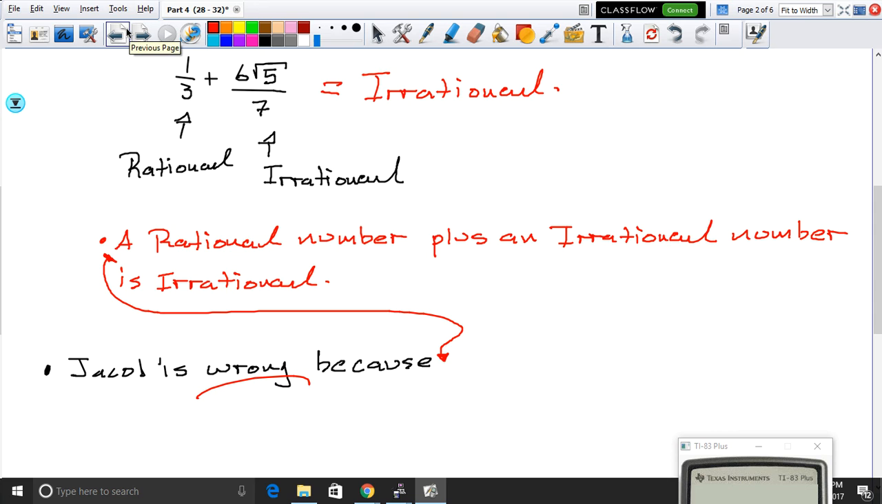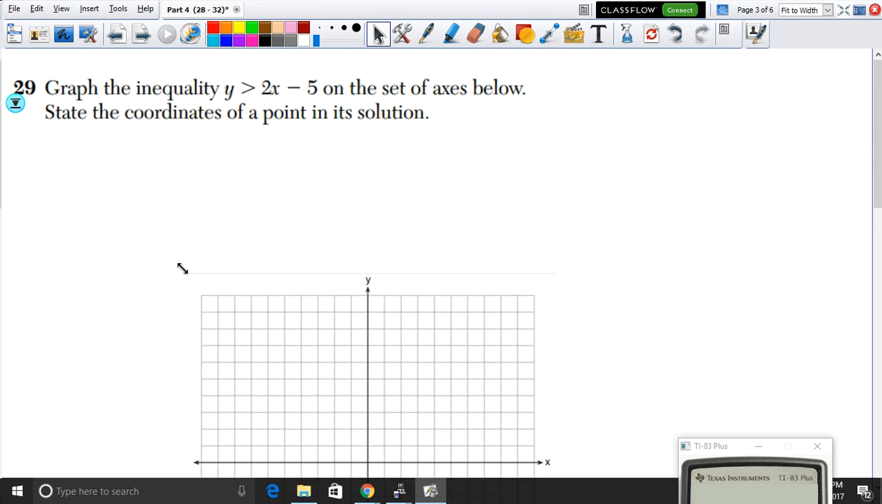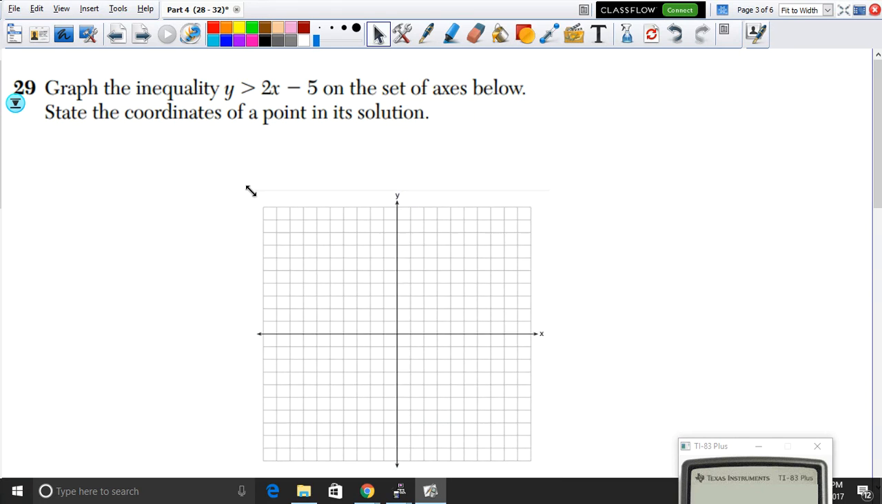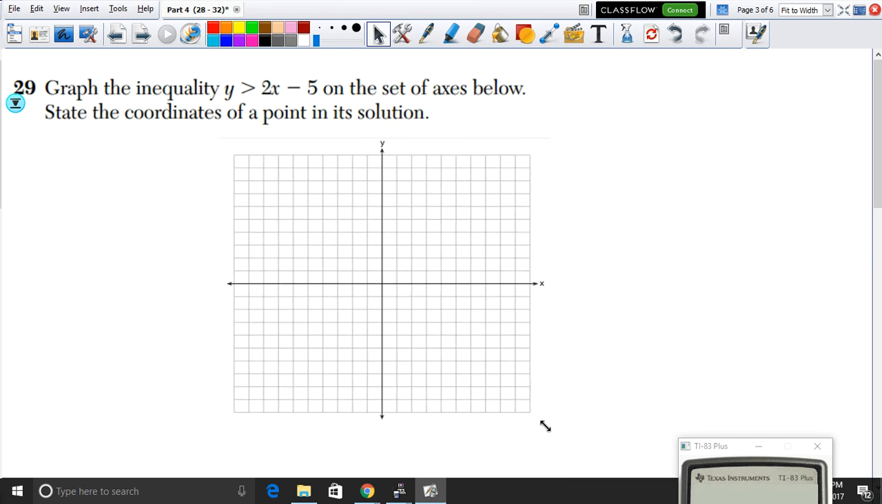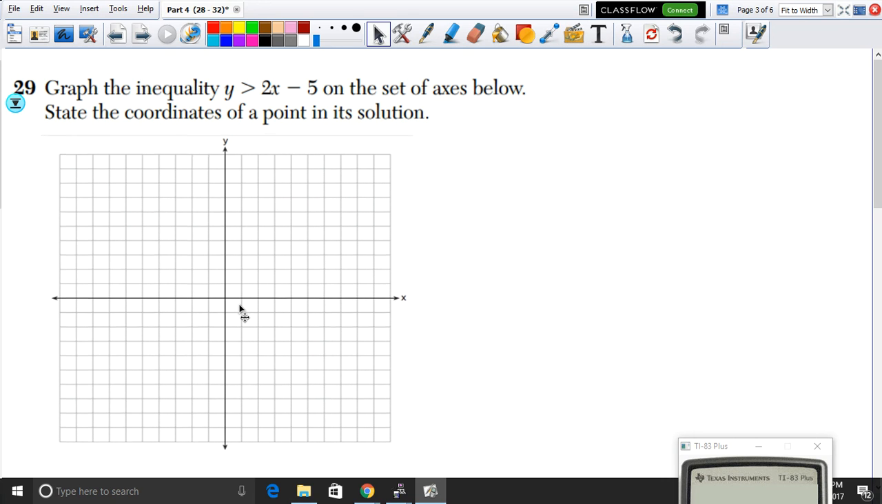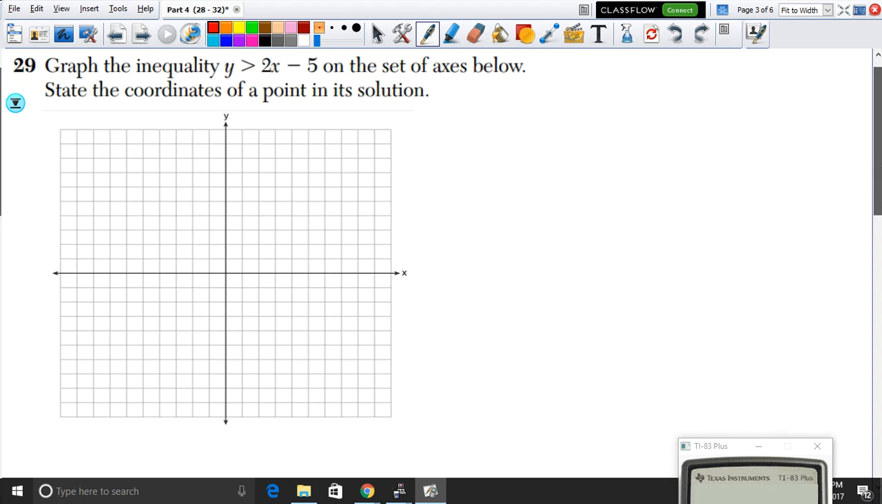Now, if we observe example 29 next here, let's see what 29 is talking about. Let me make the grid a little bit smaller here. Okay, so what do we have here? Well, let me actually make it bigger. Okay, cool. All right, it says graph the inequality on the set of axes below and state the coordinates of a point in its solution.